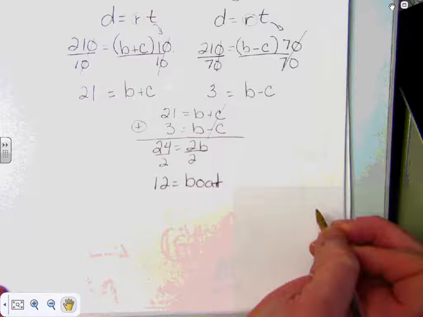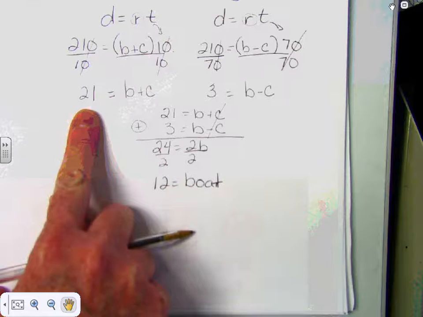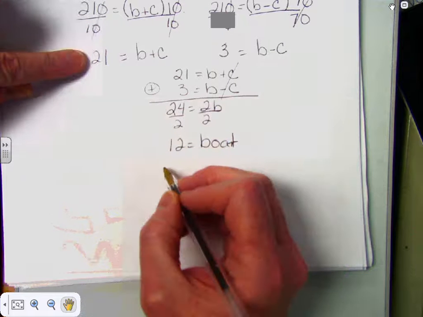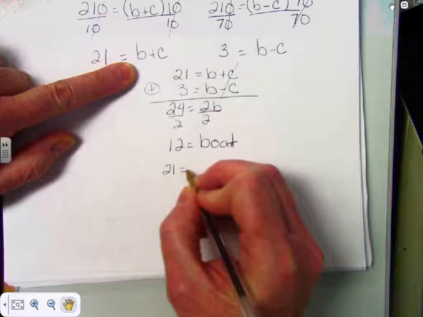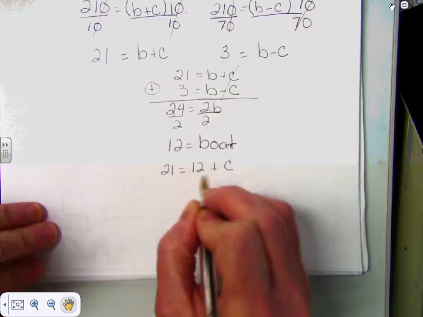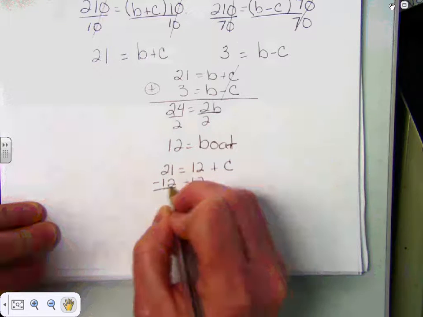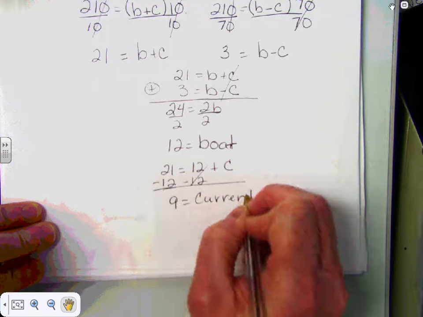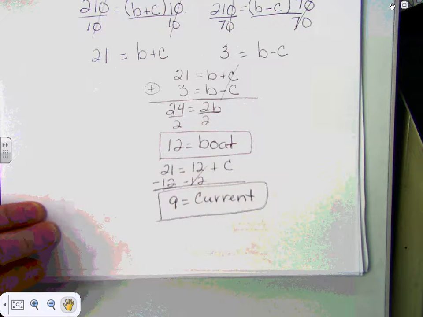How can I go back now and find the current of the water? Plug it in. I'm going to go over here. I'm choosing to do this one. You can choose either one. But I'm going to go, okay, 21 is equal to the boat, which is going to be a 12, plus a C. So when I subtract 12 from both sides, I'm going to get a 9. So at this point, the water's current was 9, and the boat's speed was 12.